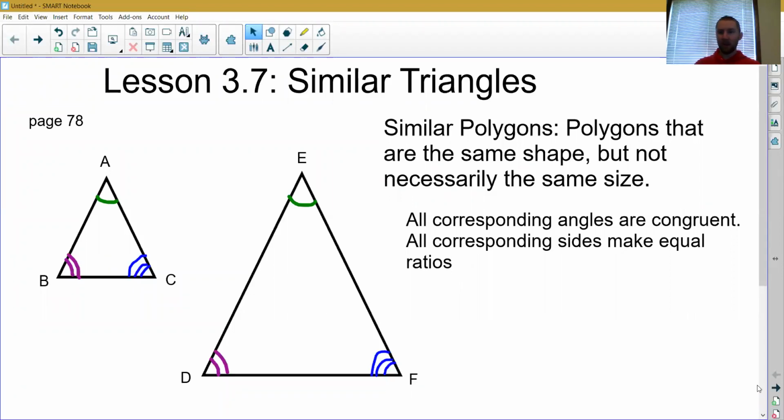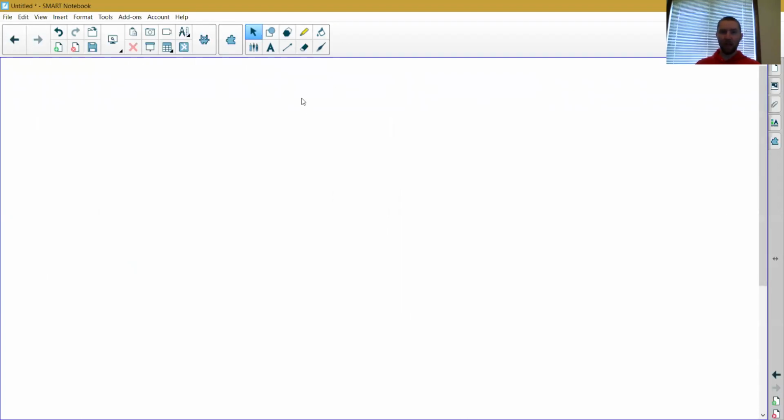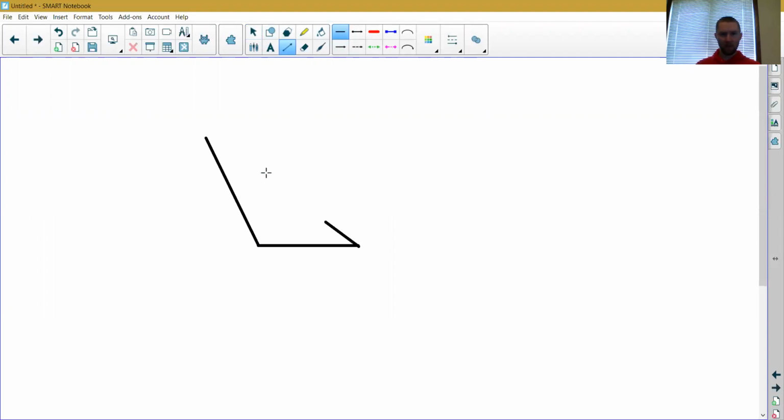It is possible for us to have triangles that are not similar, of course. Like I could make a triangle that looks like this, and then I could make another triangle that looks like this. These are both triangles, but they are certainly not similar. There's no way that I can just expand or shrink down one of them to make the other one. These are not similar triangles.